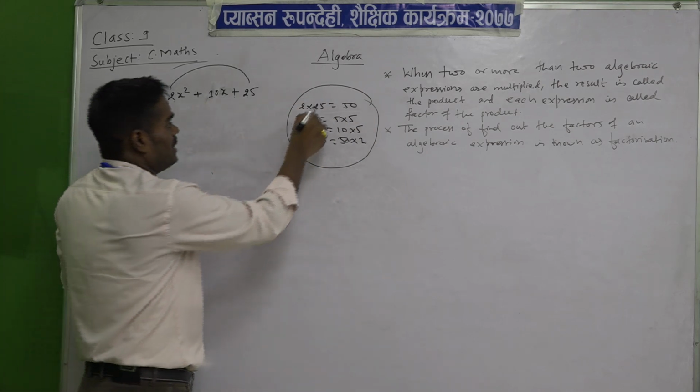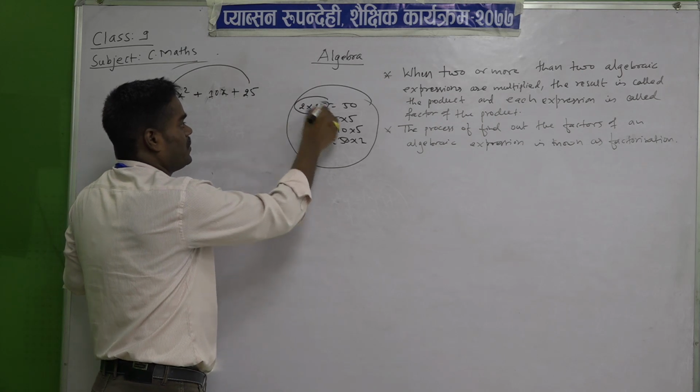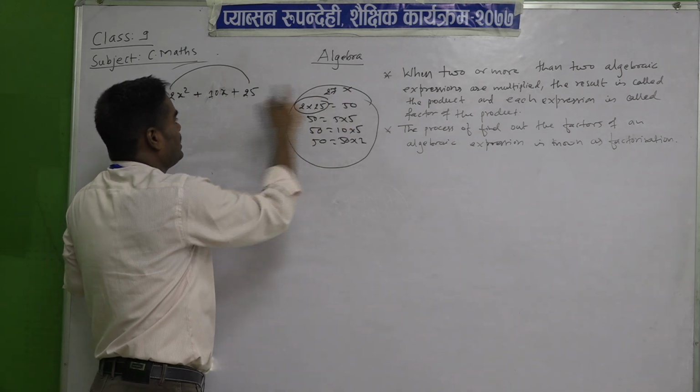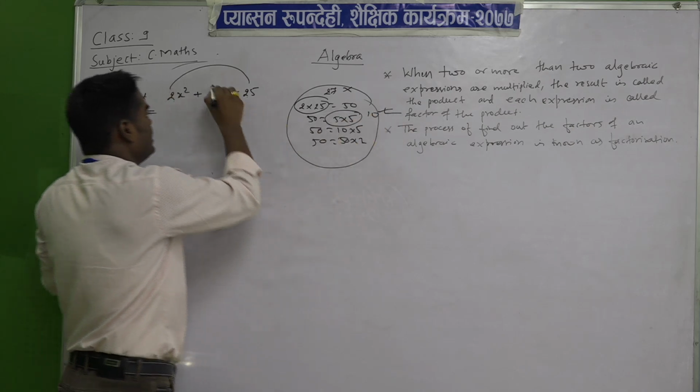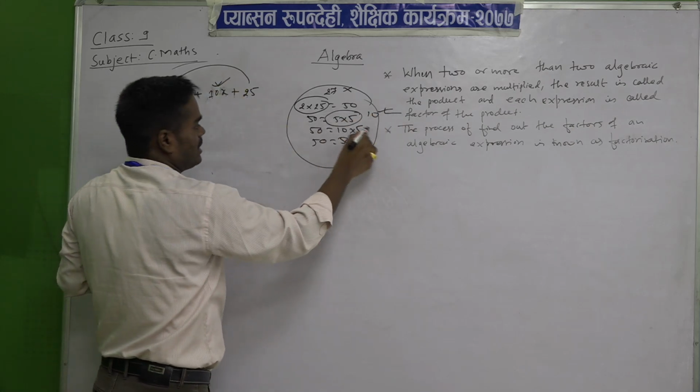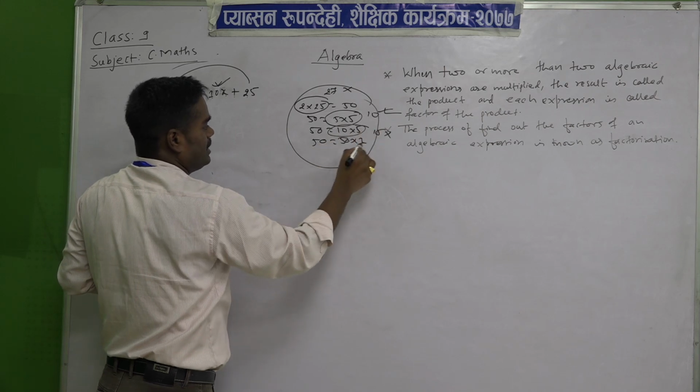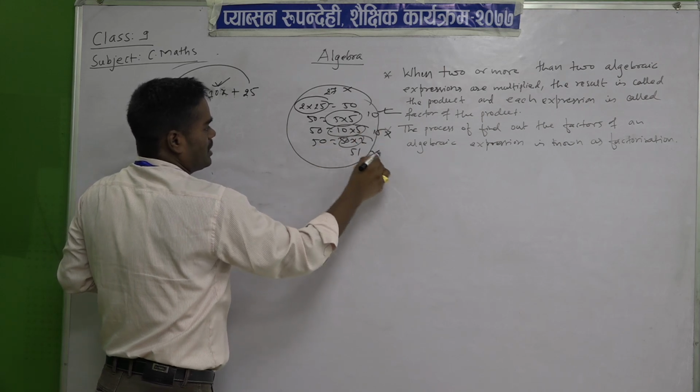10. So, here 25 and 2 means what? 27, invalid. 10 we need. 5 plus 5, 10. This is valid. And this one is what? 15, not valid. 51, also not valid.